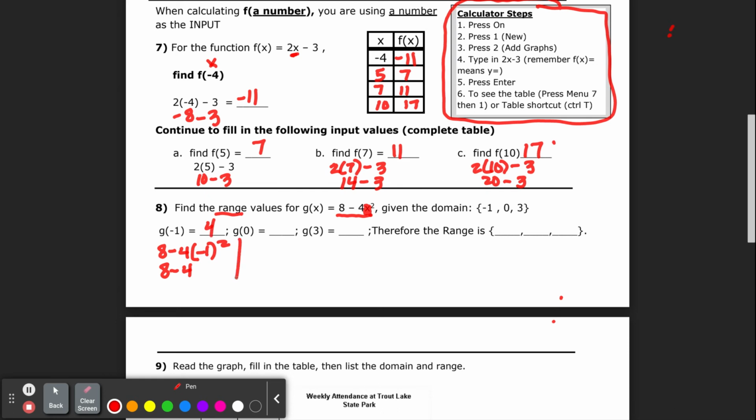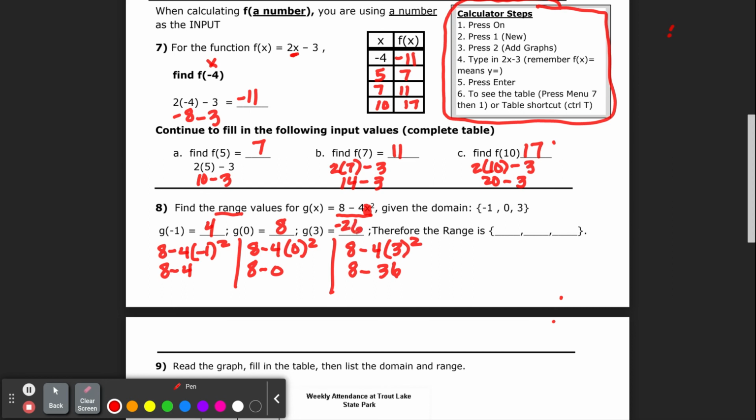Then when it's 0, we're going to have 8 minus 4 times 0 squared. So that'll be 8 minus, well, 0 squared is 0, 0 times 4 is 0. So 8 minus 0 is 8. And then lastly, we have the 3. 8 minus 4, in place of the x, we put 3 and we square it. So this will be 8 minus 3 squared is 9. 9 times 4 is 36. So 8 minus 36 will give us a -26.